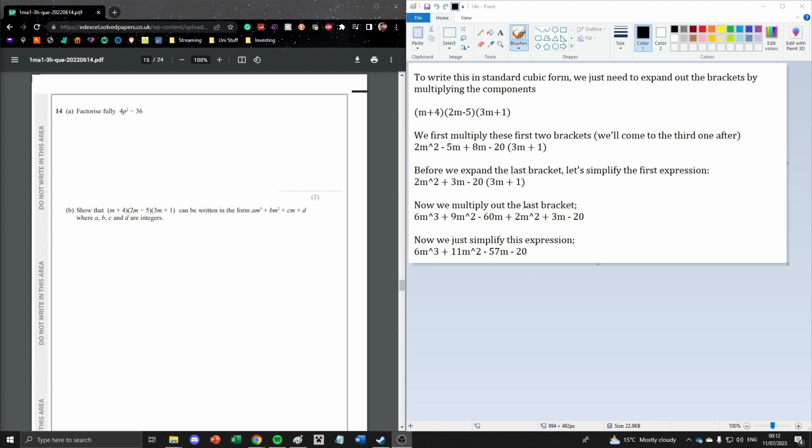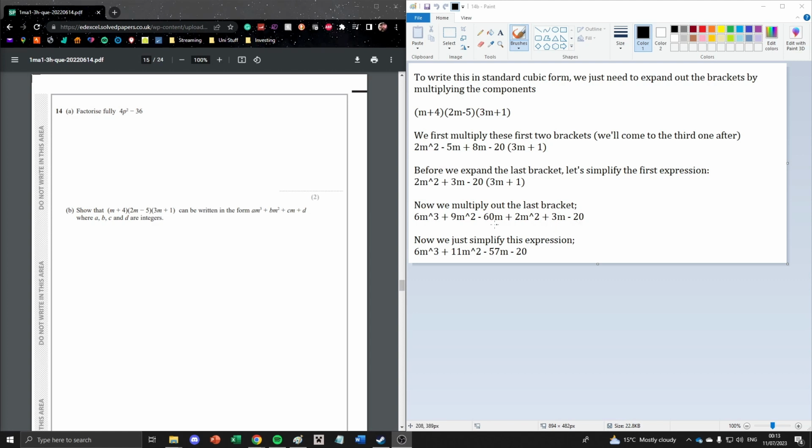Then we just multiply out the last bracket. So 2m squared times 3m is 6m cubed. Then 3m times 3m is 9m squared. Minus 20 times 3m is minus 60m. 2m squared times 1 is 2m squared. 3m times 1 is 3m. And minus 20 times 1 is minus 20.